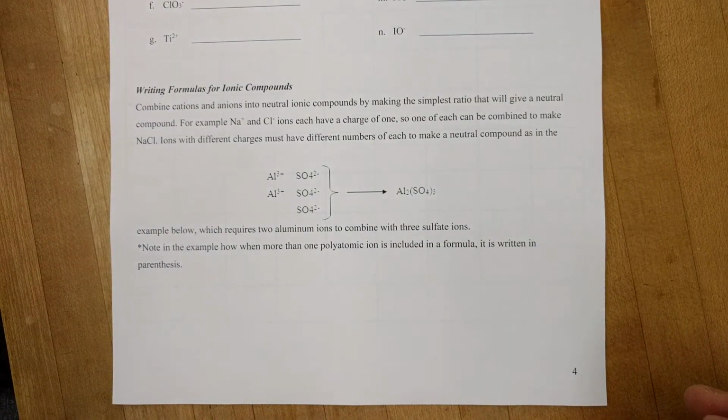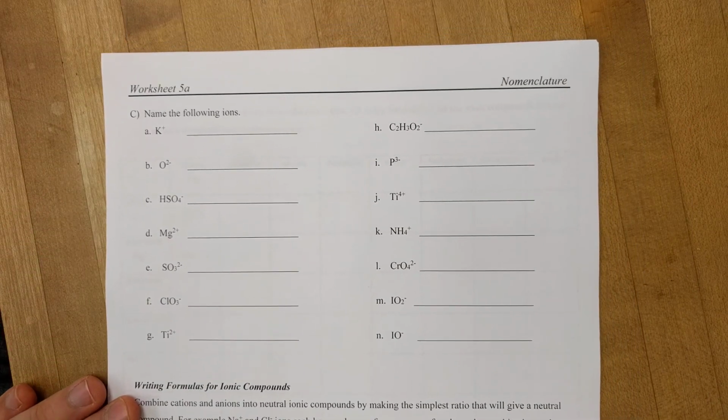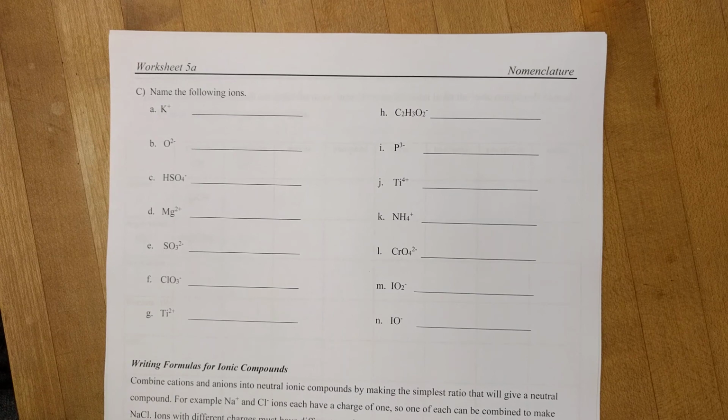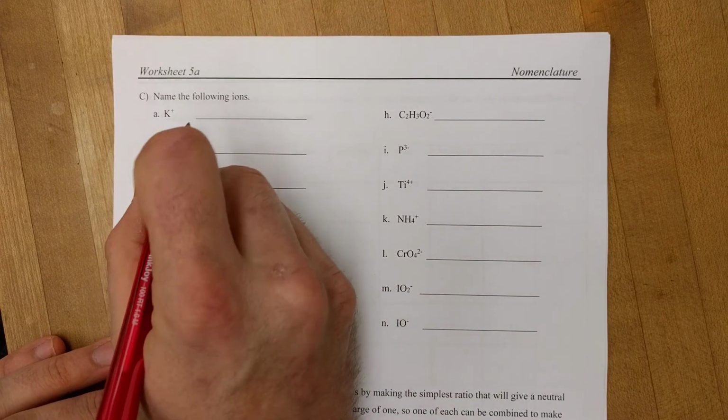All right, next page. The next page here is the reverse of that, where you're just naming some polyatomic or some ions of different kinds. So on the previous page we were reading a name and writing the ion. Now we're looking at the ion and writing a name.